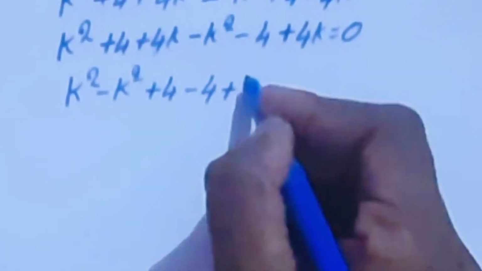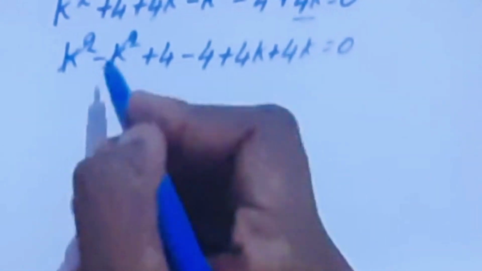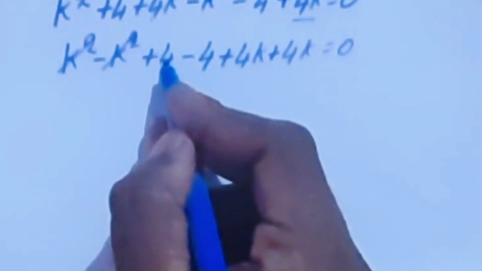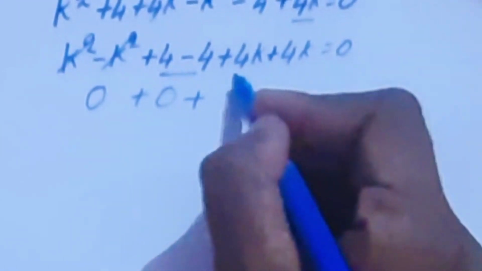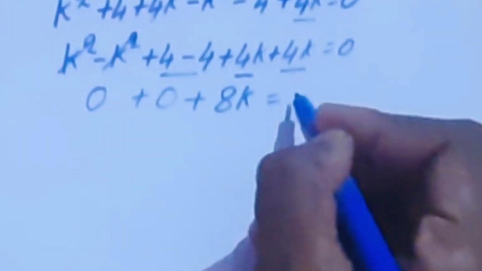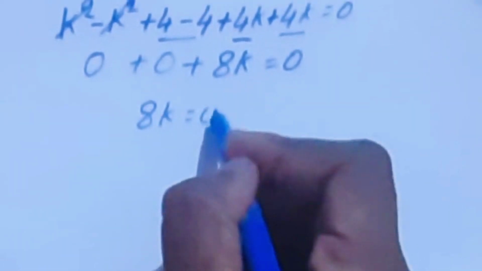Now we have here 4k, again this plus 4k equal to 0. Now this cancels this, which means k square minus k square is 0. Here also 4 minus 4 is 0. So this is 0 plus 0 plus 4k plus 4k is 8k equal to 0. Now we have on the left hand side 8k equal to 0.